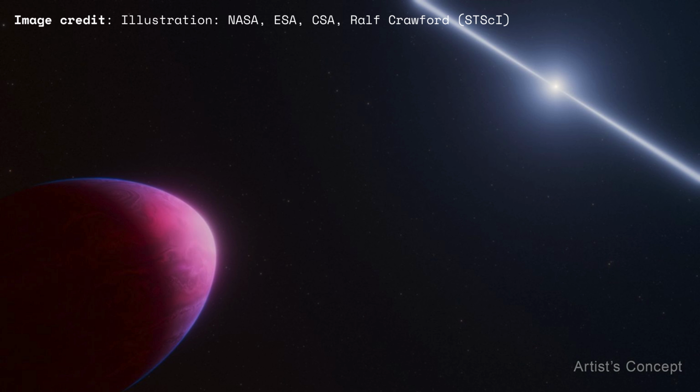PSR J2322-2650b is a Jupiter-sized planet which orbits a pulsar, a dead star spinning so fast it completes one rotation in milliseconds. The pulsar's gravity is so intense that it's squeezing the planet into a lemon shape. But here's the truly bizarre part. Its atmosphere is made of pure molecular carbon.